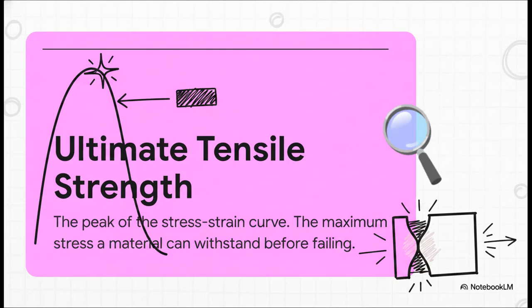So we keep pulling and we reach the very top of the curve. This peak is its ultimate tensile strength. It's the absolute maximum stress the material can handle before it starts to give up and get weaker. And right around this point, something interesting happens. You'll see a little thin spot start to form, which we call a neck. That's the signal that the end is near.